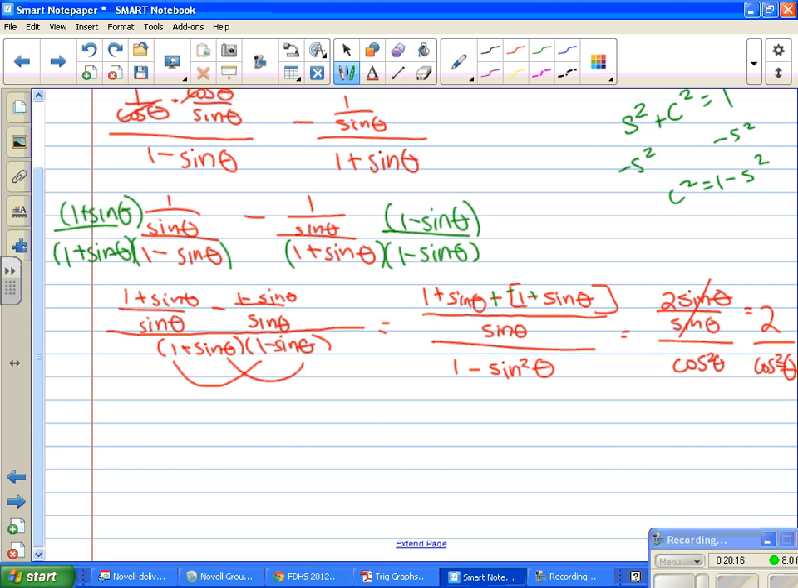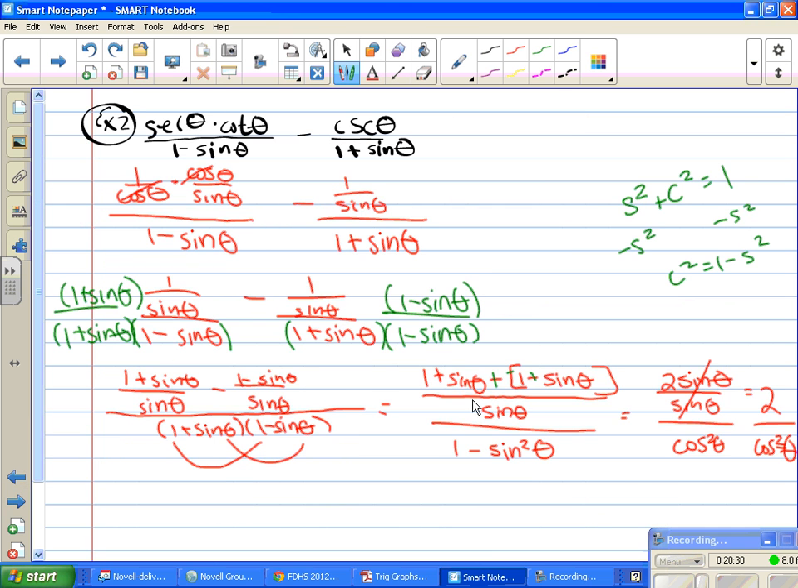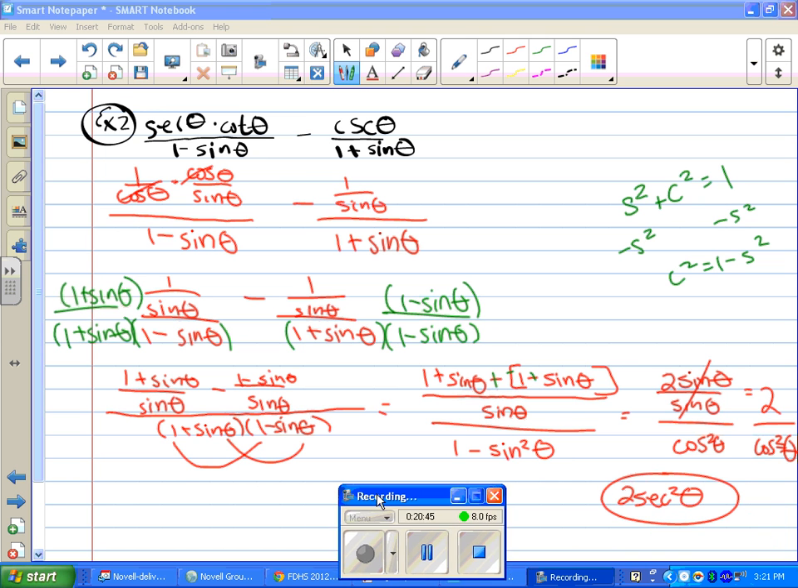You could also, perhaps, if you don't like the fact that there's still a fraction there, remember that when you're dividing by cosine, that's the same as the secant, right? 1 over the cosine is the secant. So 2 over the cosine squared is really 2 times the secant squared. And that is way more simplified than where we started. That's a doozy. If you can do that one, you can do anything.